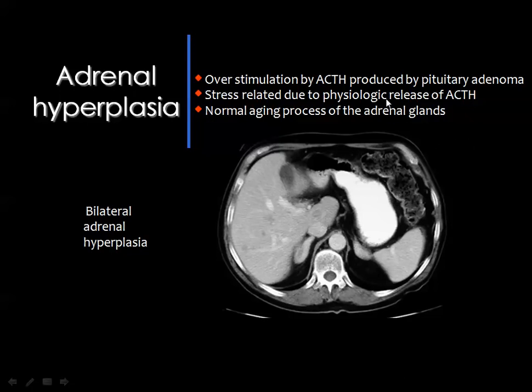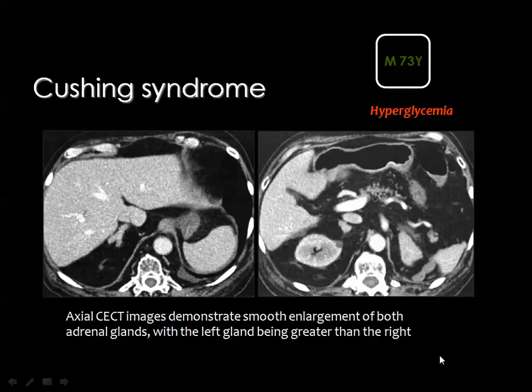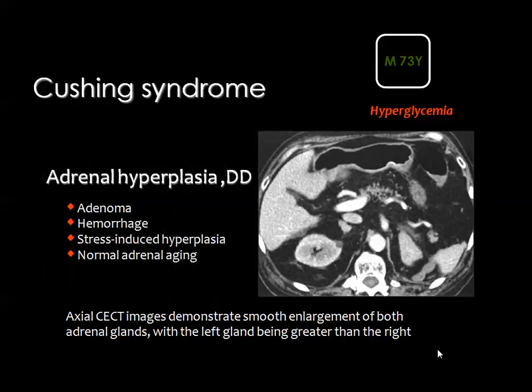And sometimes this hyperplasia is stress related, due to physiologic release of the ACTH. Then hyperplasia is usually affecting both sides of the gland, both glands, but it may be not symmetric. Like in this example, you see the right suprarenal gland is prominent. It is maintaining the normal inverted Y configuration, and on the left side, it is more enlarged, and it lost some of its normal configuration.